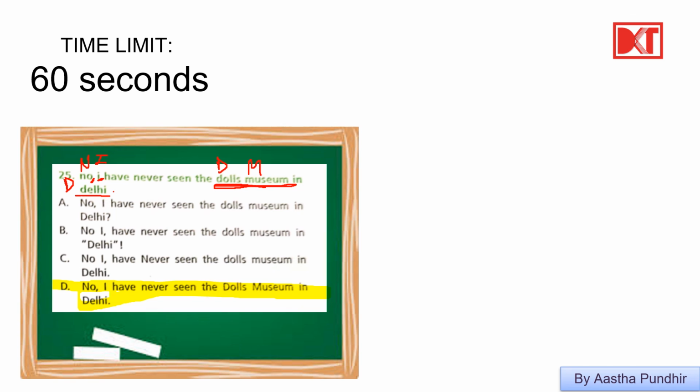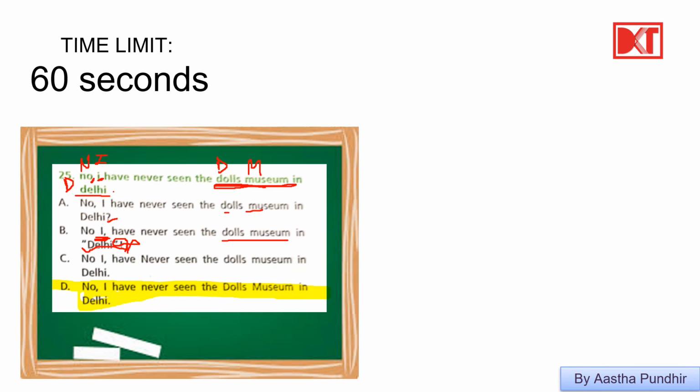Right, and let's see for the other options. The first one here, Dolls Museum, D and M is not capital, and there is a question mark in the end, which is incorrect because this is not a question, it is a statement. And B, here the comma is at the incorrect position, and again, D and M of Dolls Museum is not capital. And Delhi is in quotation marks, which is not to be done. And there's an exclamation mark, which is incorrect again.